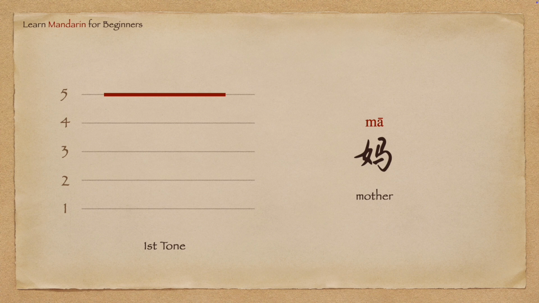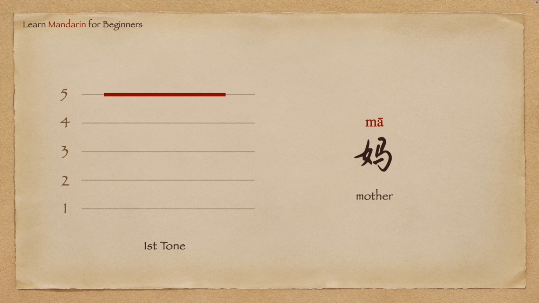The first tone is high and steady, like holding a musical note. For example, ma, which means mother. Try to keep your voice level and high without rising or falling. Repeat after me. Ma. Once again. Ma.